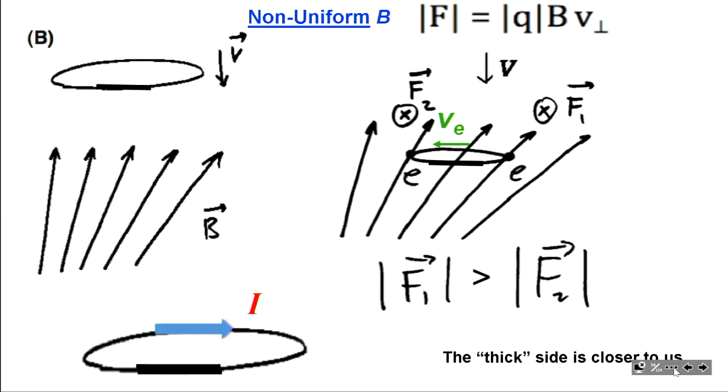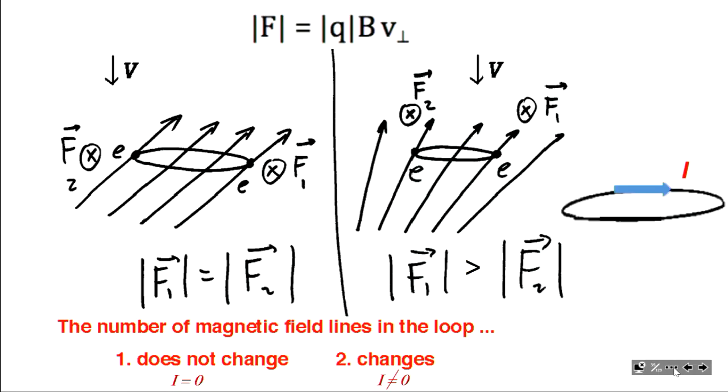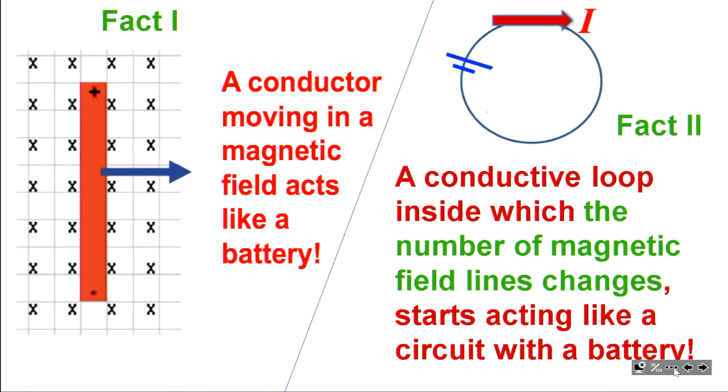We can actually figure out the direction of electric current. The direction of electric current is opposite to the actual direction of the motion of electrons, by definition. So if electrons start moving that way, according to the definition, we should say electric current travels this way. So this is a fact. Magnetic field doesn't change: no induced EMF, no induced current. Magnetic field changes: we observe induced current. So the fact number one about the rod, the fact number two about the loop.